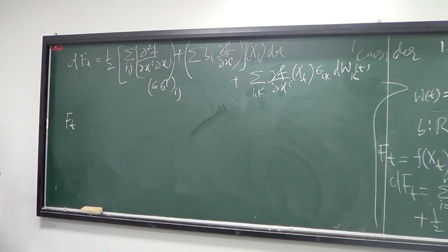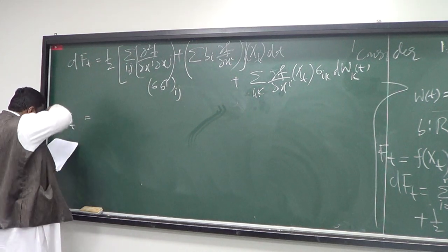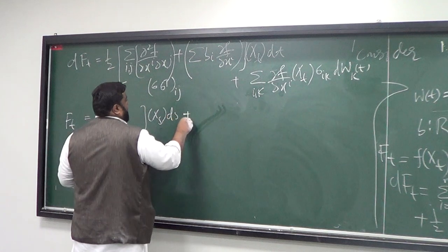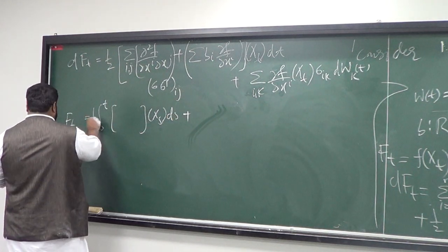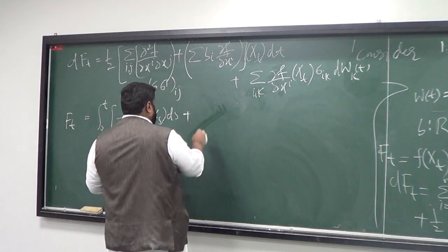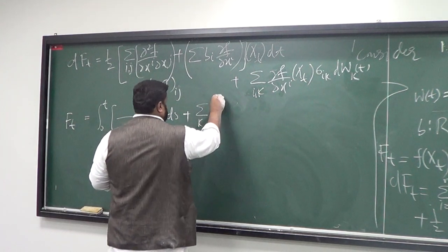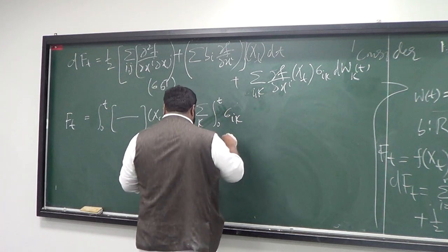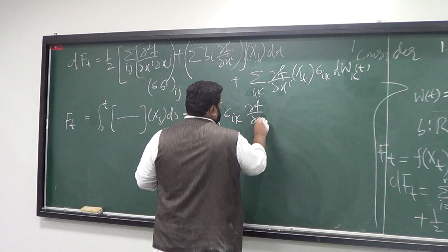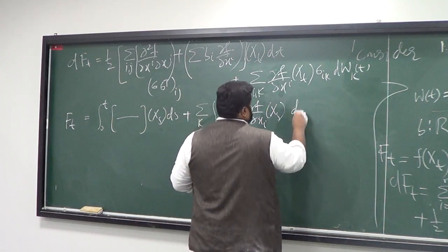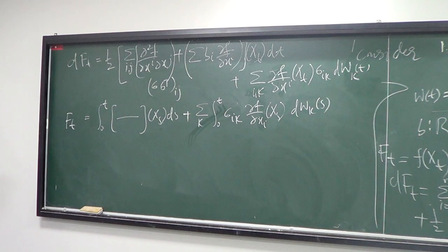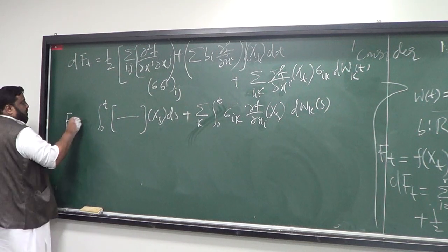If you want to write it in integral form, it's going to be 1/2 integral from 0 to t of the same thing, depending on xs, ds, plus the same thing, and then the sum, integral from 0 to t, of sigma ik and partial f by partial xi evaluated at xs and dwk of s. So I'm just writing it in integral form. You will also have an f naught actually.